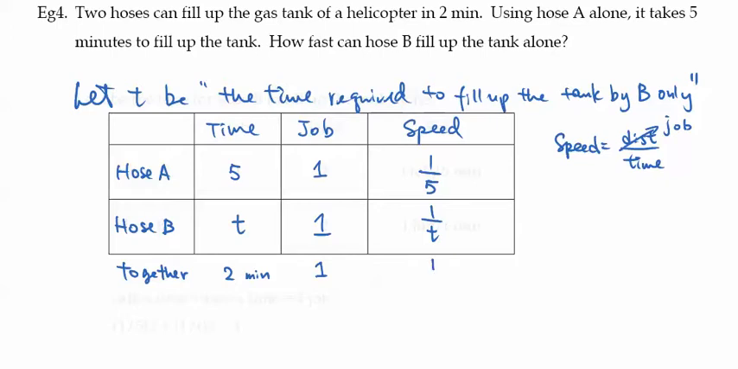Altogether, at this speed, they can finish this one job together in 2 minutes. So how do you set up an equation using the last column? What are we supposed to do to bring these things together and set up an equation?